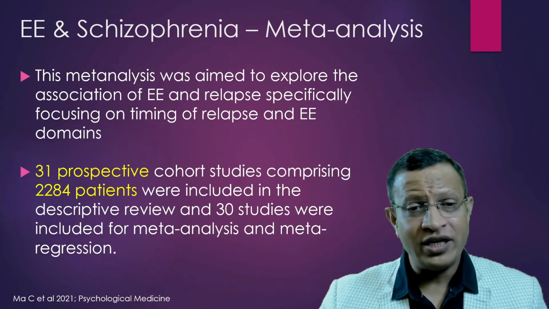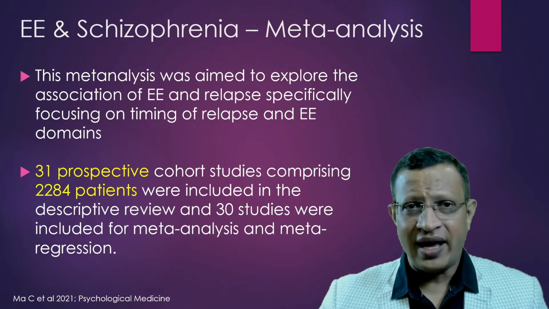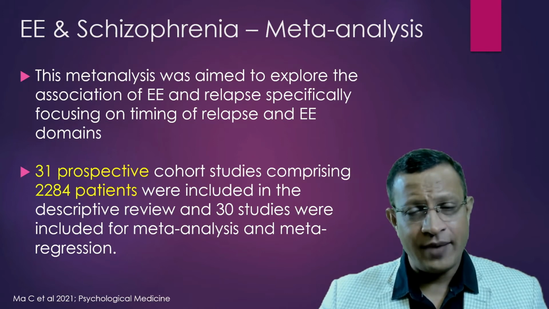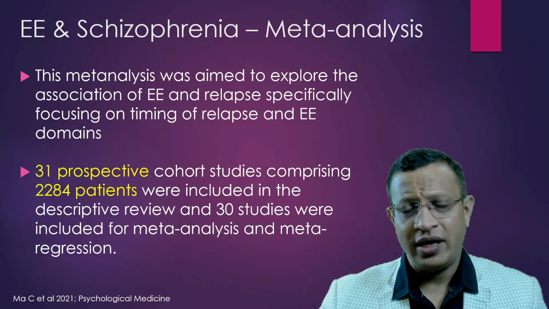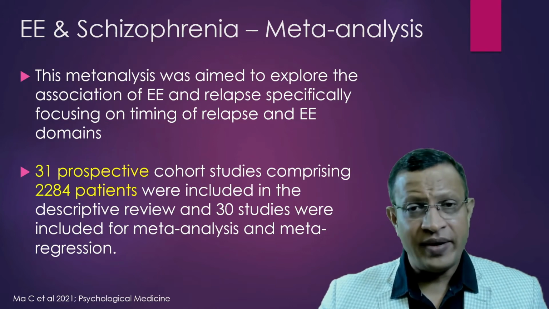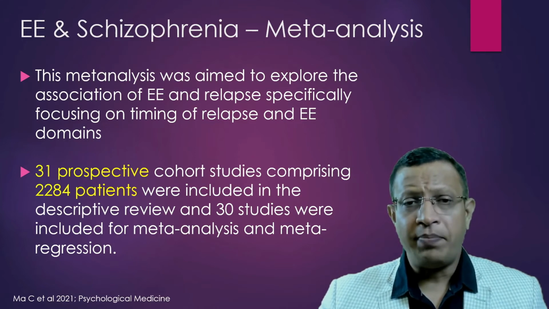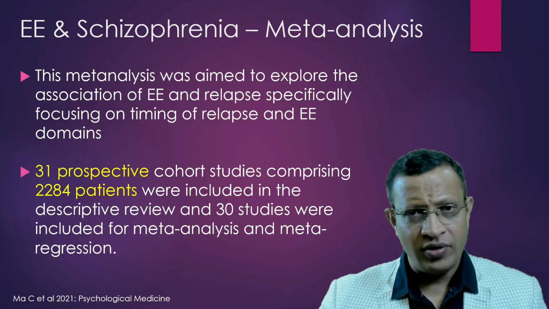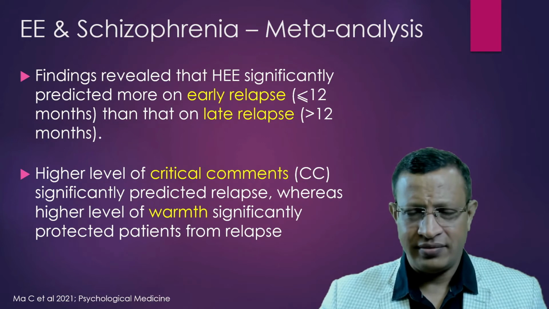Another important meta-analysis came in 2021 in the journal Psychological Medicine. This was a meta-analysis aimed to explore the association of expressed emotion and relapse, specifically focusing on timing of relapse and expressed emotion domain. This meta-analysis included 31 prospective cohort studies comprising 2,284 patients in the descriptive review, and 30 studies were included in meta-analysis and meta-regression.